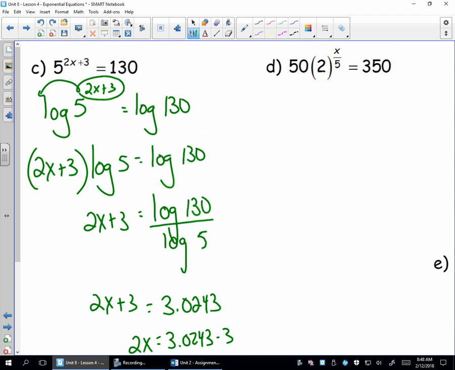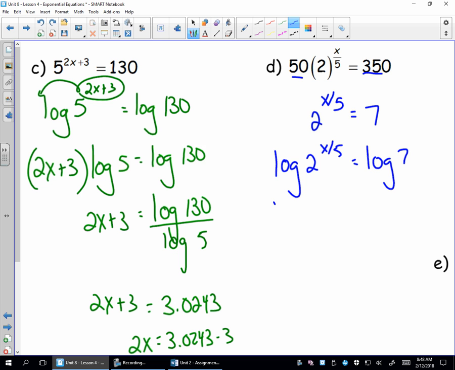Let's try the next one. What can I do with this? I want to make it easier, right? I only want to have one base on each side. So let's divide out that 50. If I divide the right side by 50, I've got to divide the left side by 50. So I end up with 7. It makes it easier. It makes it one base per side, which means I can apply log laws or exponent rules now. I can't make a 2 into a 7. So I'm going to take a logarithm.